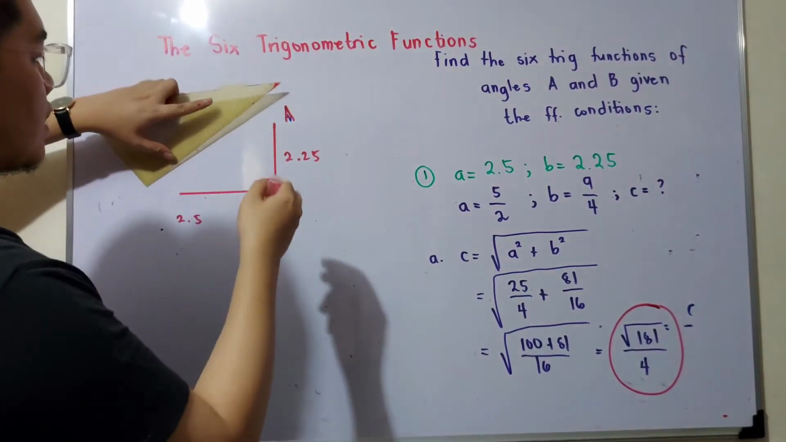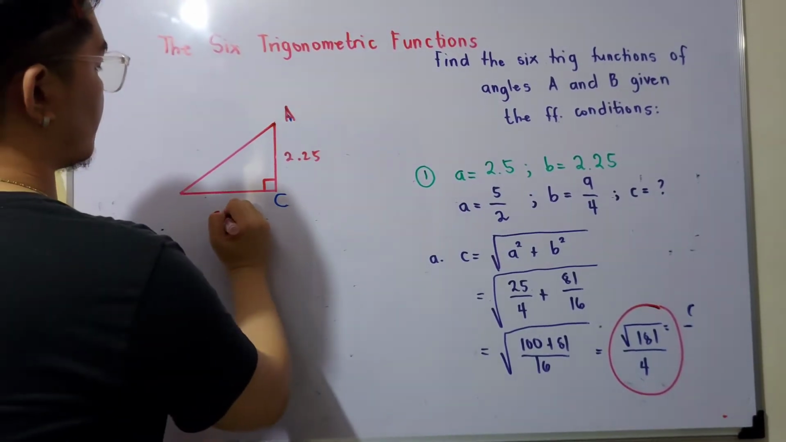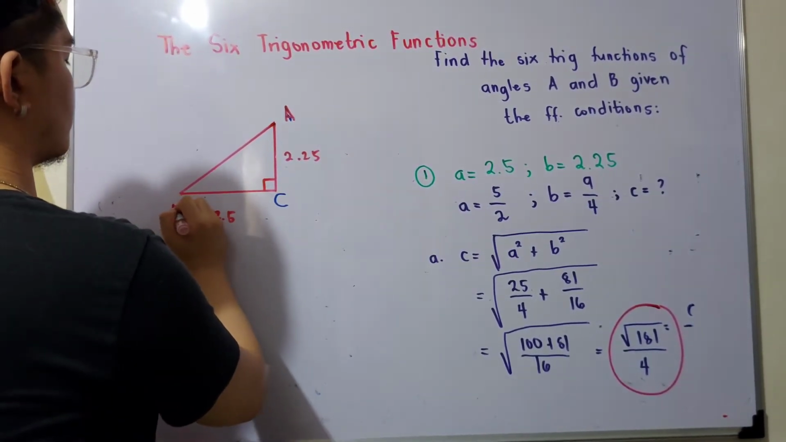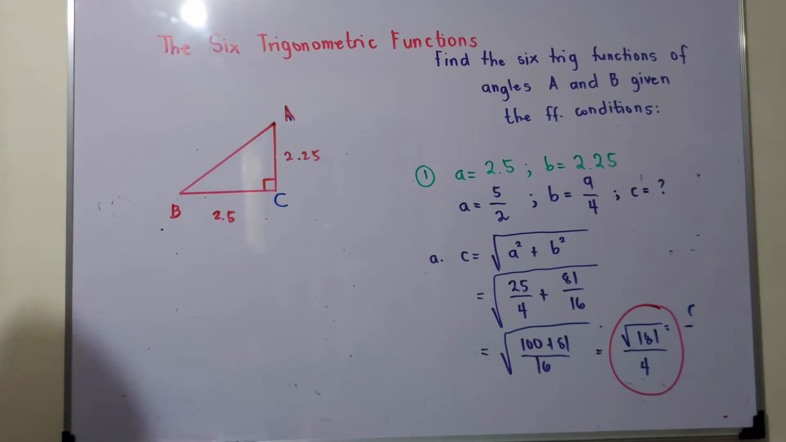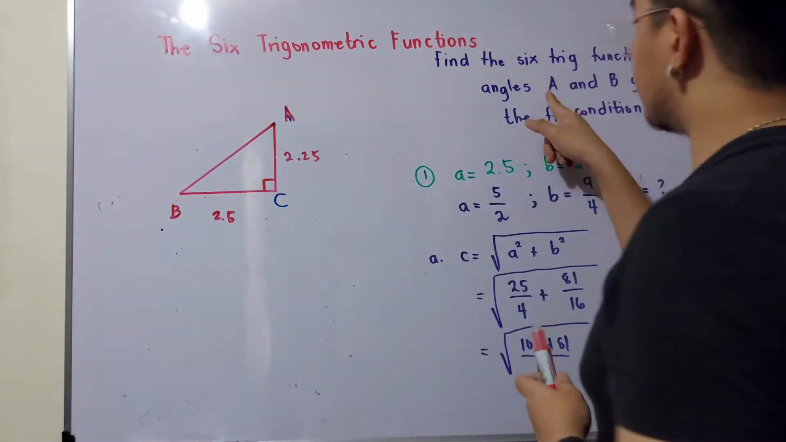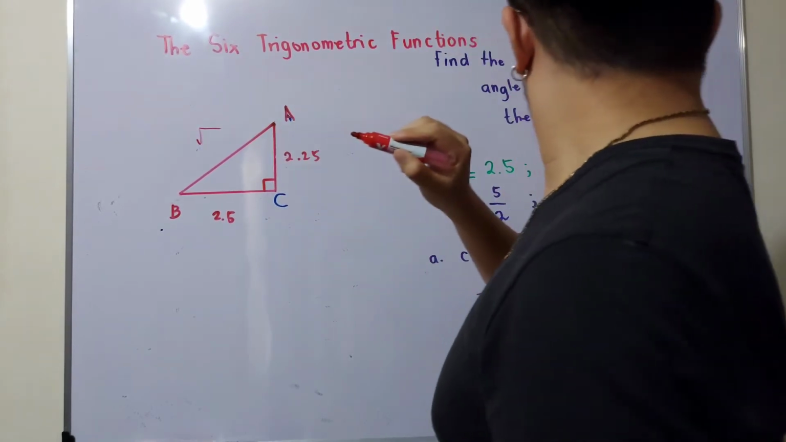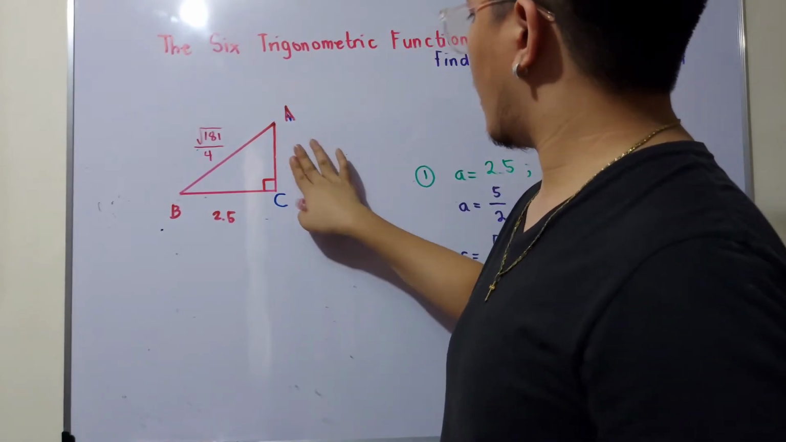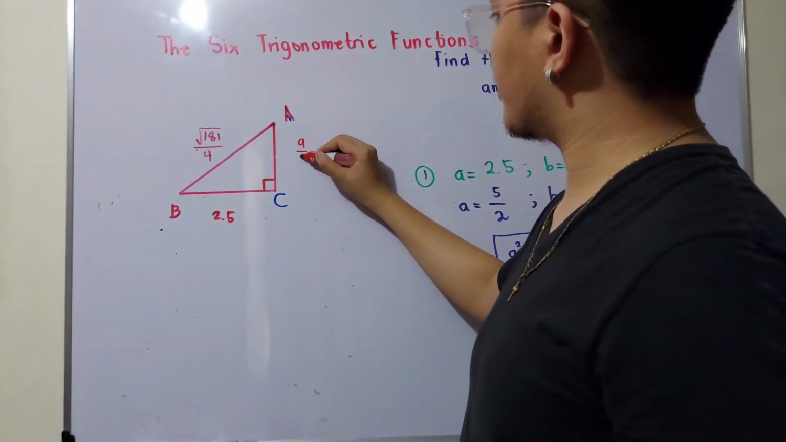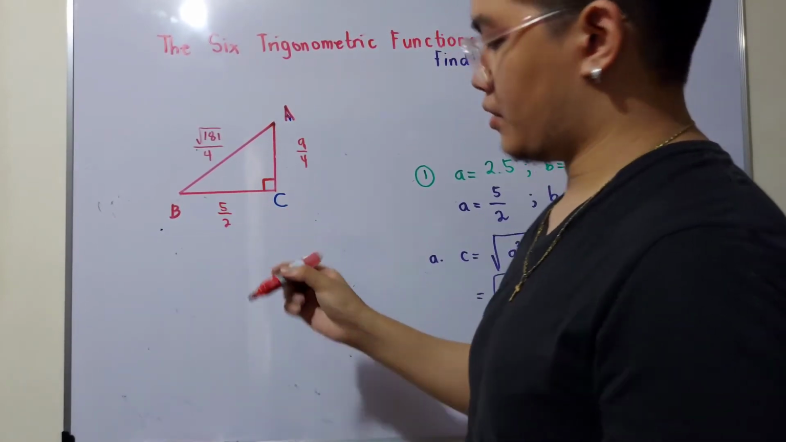Okay, i-ano ko lang ulit yung triangle natin, kasi dapat accurate tayo as much as possible. Ito yung 2.5. Ayan. So, A is 2.5, B is 2.25. Okay, pwede na natin makuha yung trigonometric functions ng A and B given the condition. So, ito ay square root of 181 over 4. Tapos ito ay 2.25, 9 over 4. Tapos yung 2.5, yan yung 5 over 2.